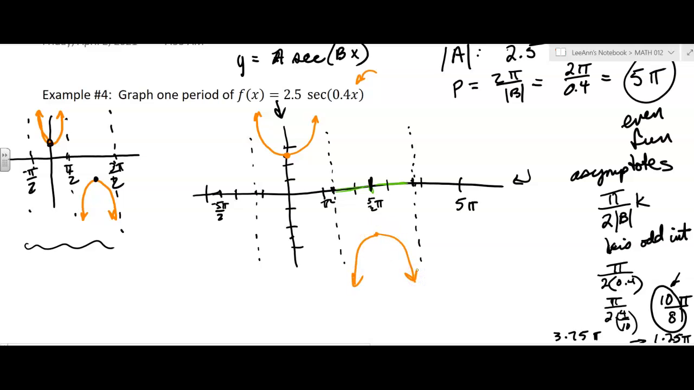So it's kind of a long explanation. That's one period, though. One thing you have to remember with secant and cosecant, there are 2 parts to make the one period. You can't just do this part and be done. So it's not like the other graphs we've had. You have to have like 3 asymptotes to do one period. Okay? So I hope that makes sense.